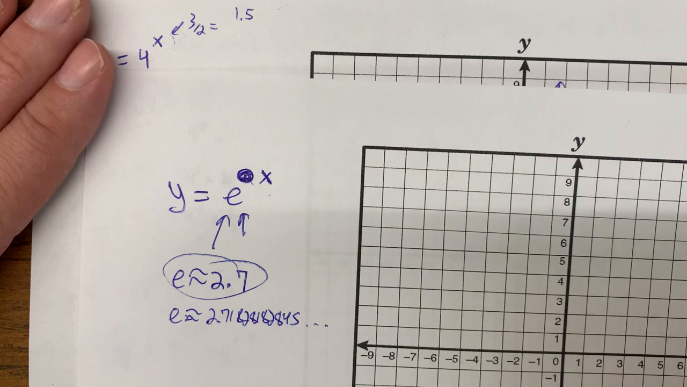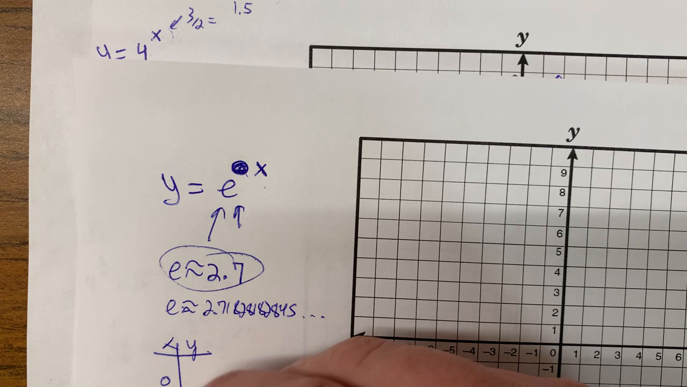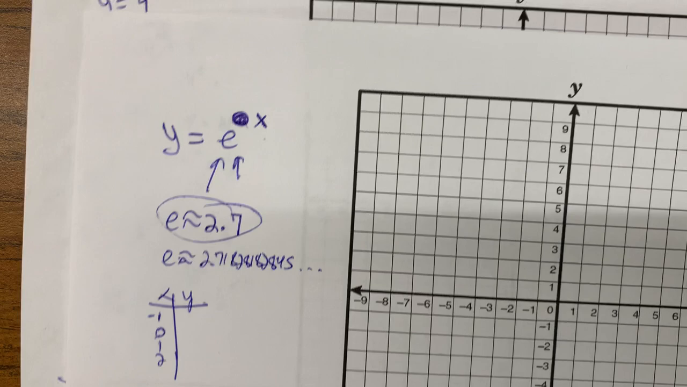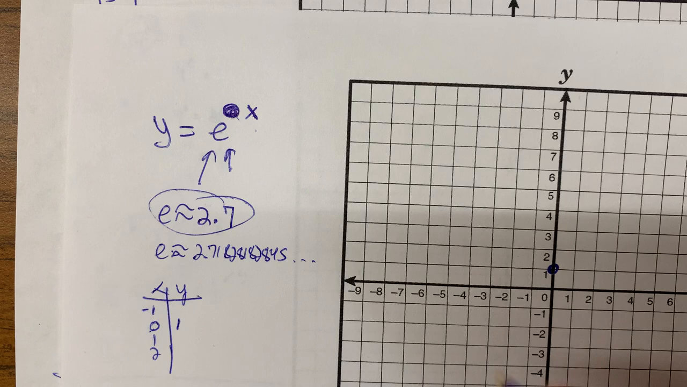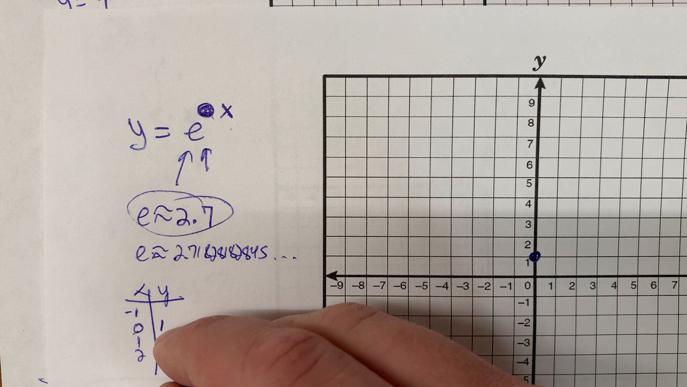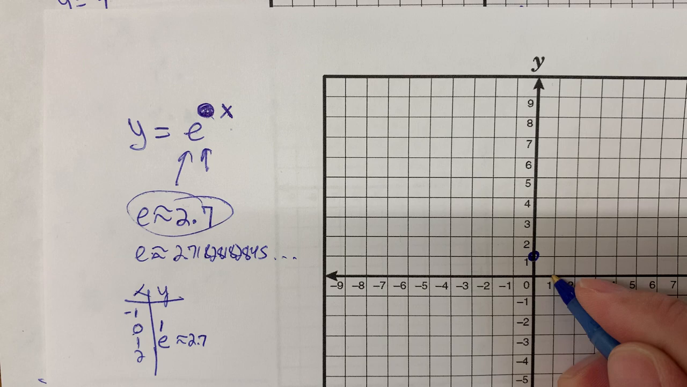And so let's graph e to the x. Well, let's make a table. When x is 0, what is e to the 0 power? Anything to the 0 power is 1. So e to the 0 goes through 0, 1, just like every other parent function. What about e to the 1 power? E to the 1 power is e, which is about 2.7. So when x is 1, y is about 2.7. And we can put that right here between 2 and 3.